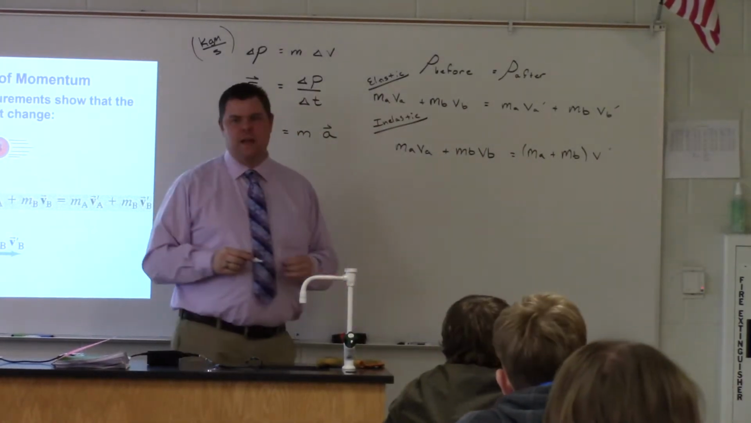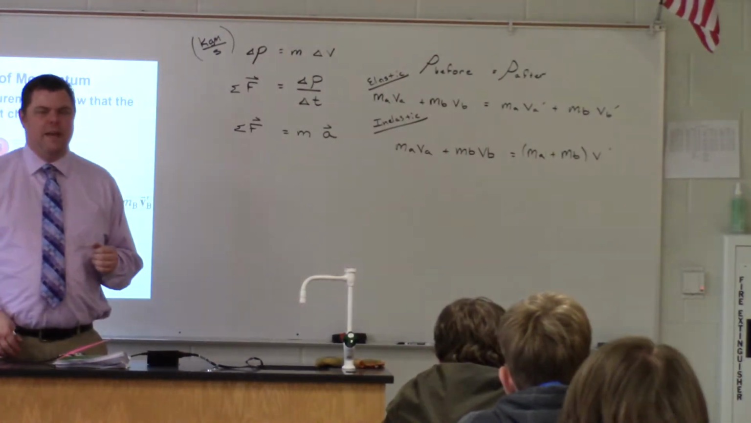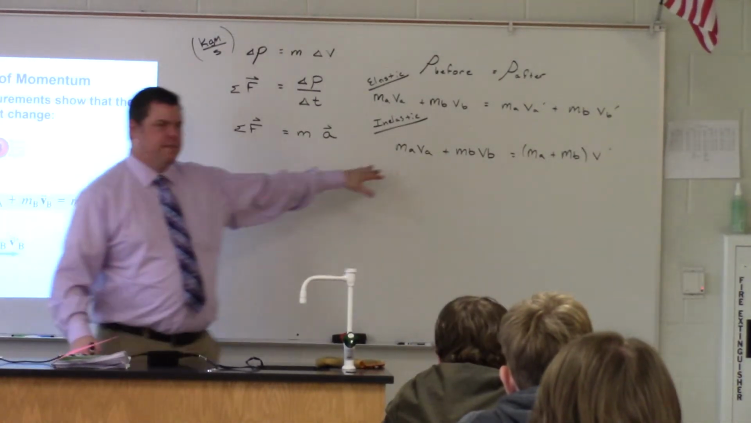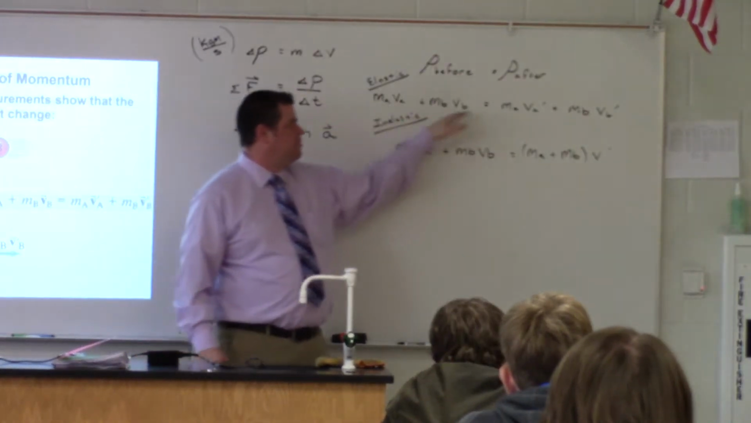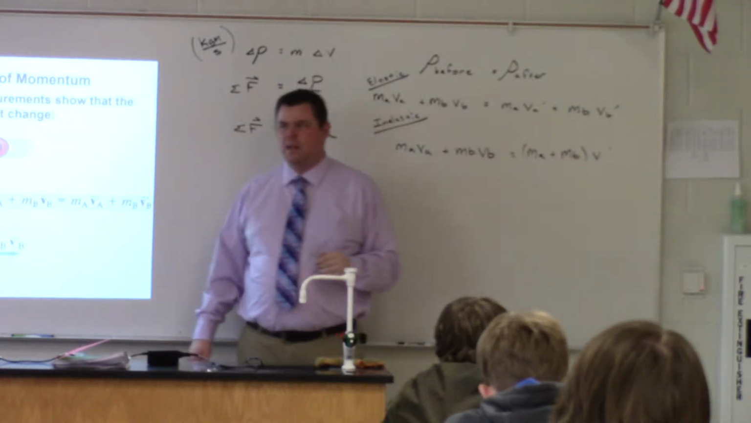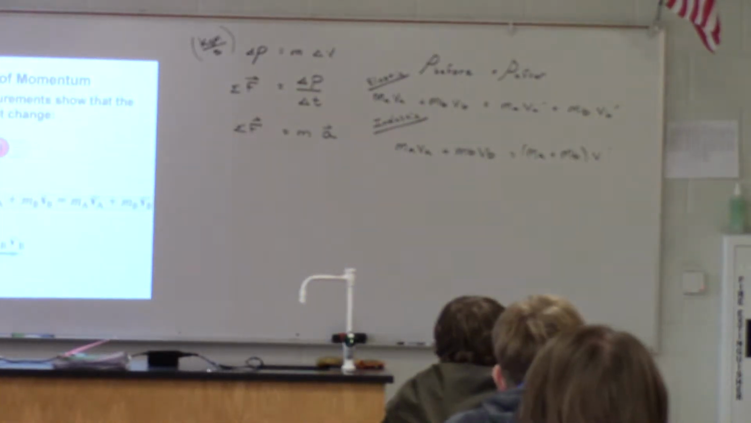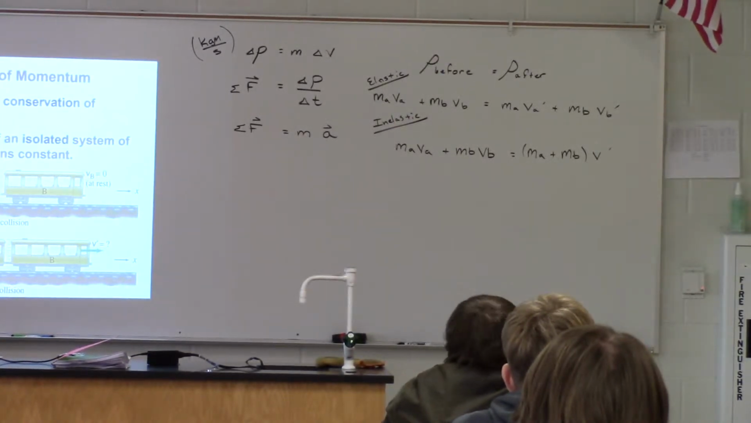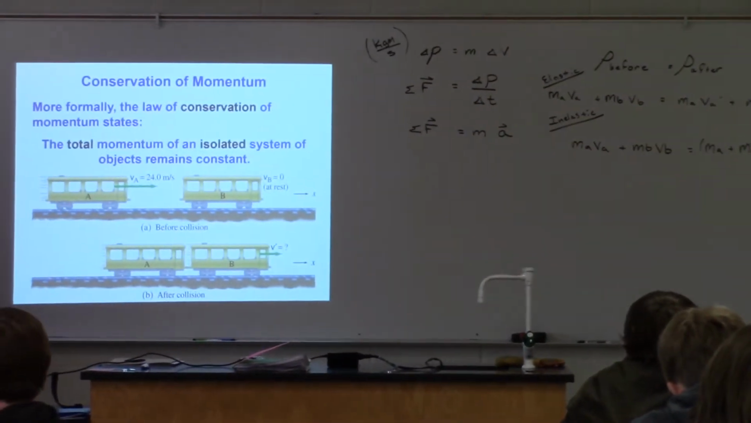Looks like a whole bunch of letters. It looks more complex than it is. We're going to do some examples using that, and it'll make a lot more sense if any of this confuses you right now. This is just saying the mass times velocity of each object before equals the total momentum after. You're just doing mass times velocity for each object. For example, conservation of momentum when we have these two that look like little train cars or box cars here.